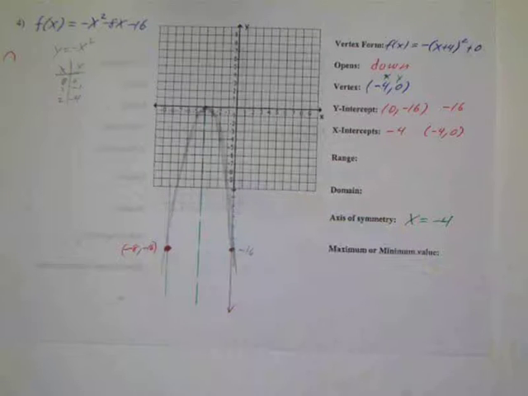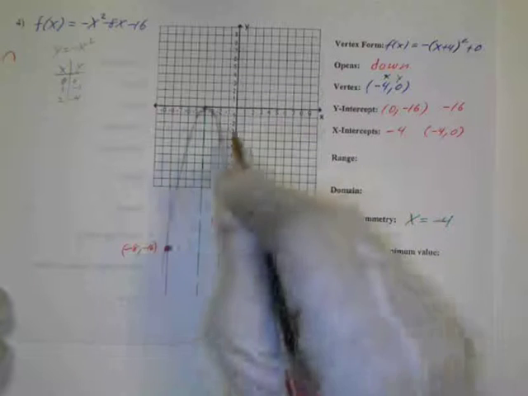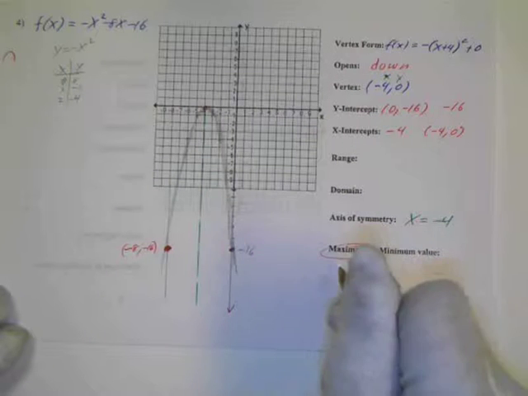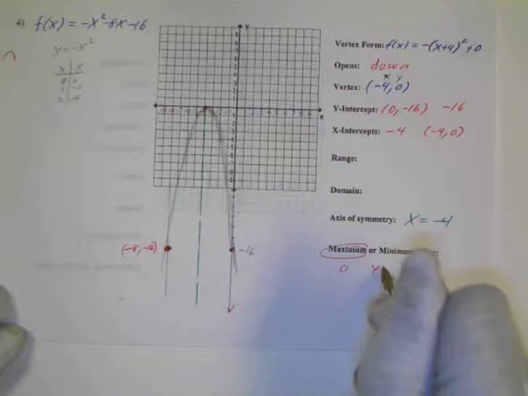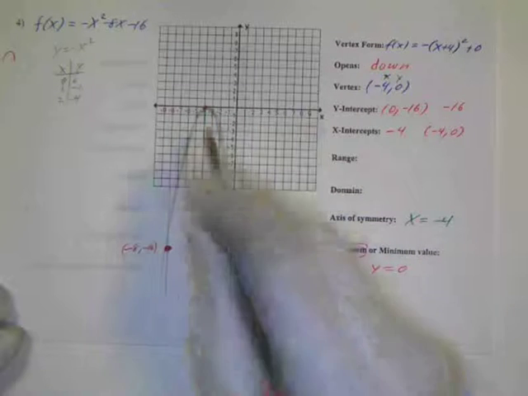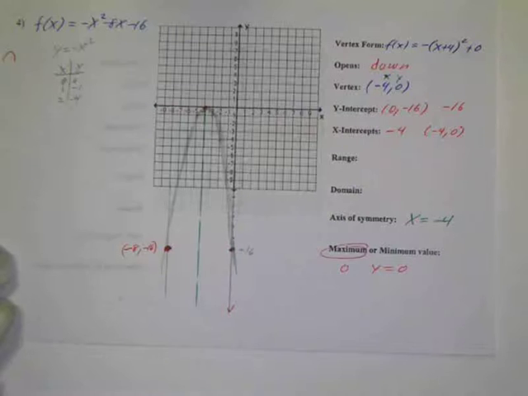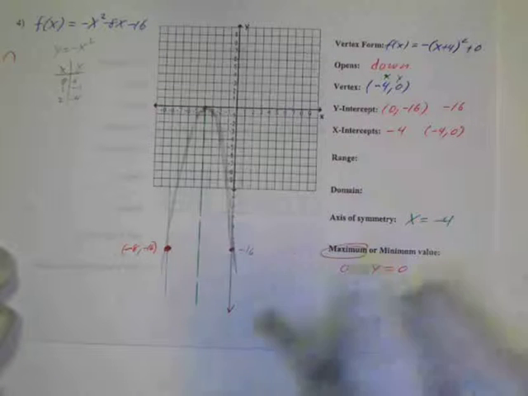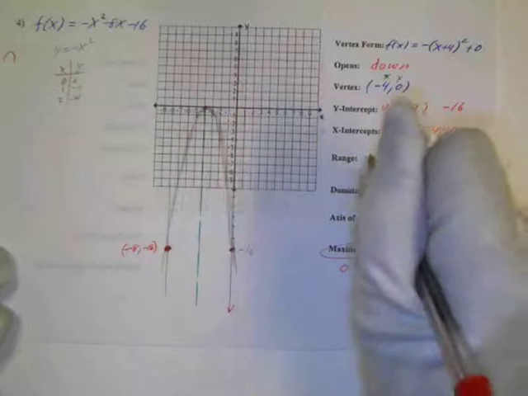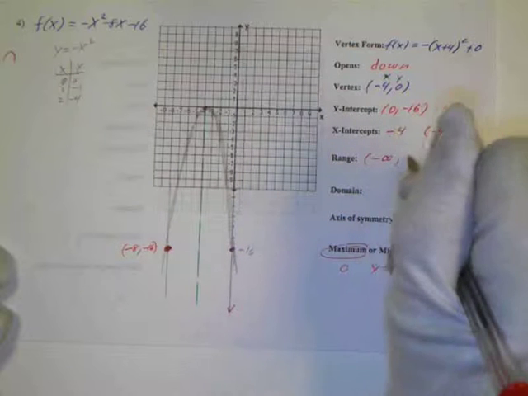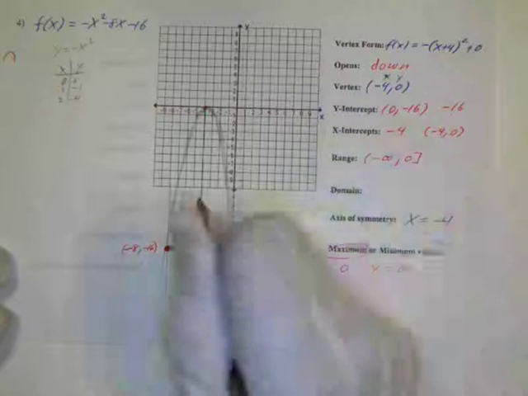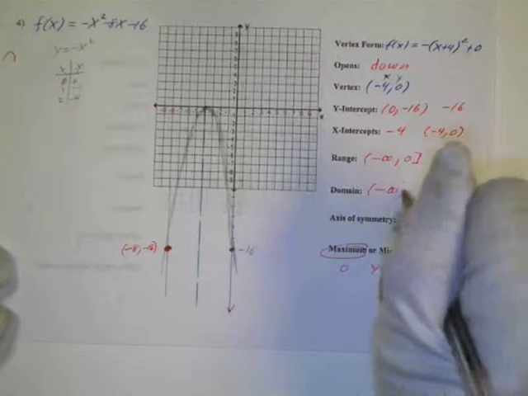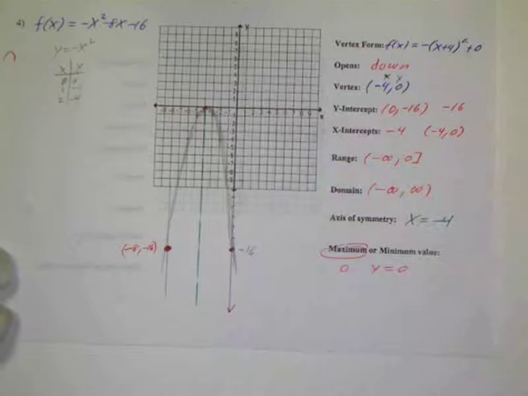So now we can look at this and we can see that we do have a maximum value. The maximum value is 0, or y equals 0. That's as high as it goes is 0, and the value is the vertical position of the function. Okay, and the range of values, it's going to go from negative infinity up to 0, and including 0, so we have a bracket there. And the domain is all real numbers, negative infinity to infinity. So there we go. We've answered all of our questions. Okay? So I hope that makes sense.